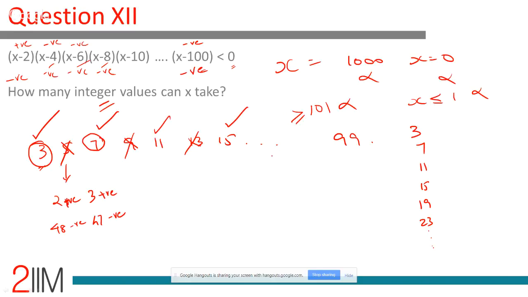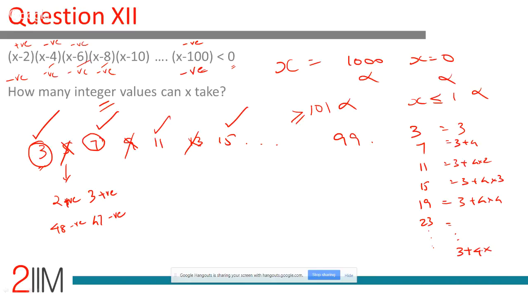Now how many will work? We need to find a way of counting this. This is an arithmetic problem. I don't want to do this algebraically. The steps of 4. This is 3. 3 plus 4. 3 plus 4 into 2. 3 plus 4 into 3. 3 plus 4 into 4. Till 3 plus 4 into, what is the maximum we can accommodate here?